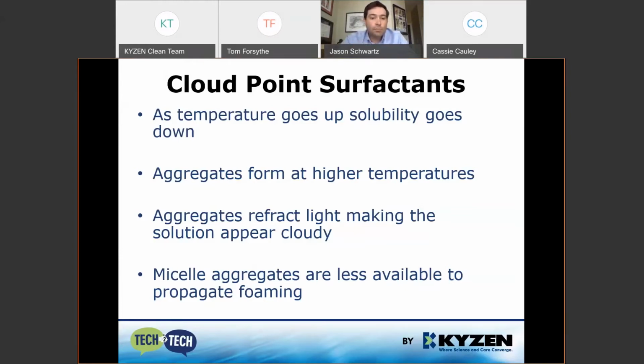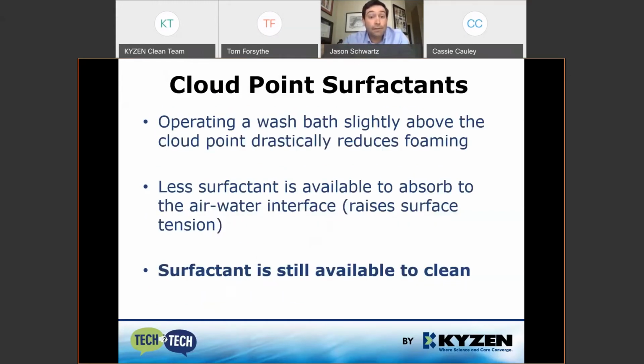But the most important part is these aggregates, these groups of micelles, because they've been pulled out of solution, are less available to propagate foaming. Therefore, if you operate a wash bath with a cloud point surfactant in it slightly above that cloud point, you can drastically reduce foaming, yet the surfactant is still in the wash solution and is available to adsorb at the air-water interface. Basically, the surfactant can still clean without propagating foaming. We get the best of both worlds.